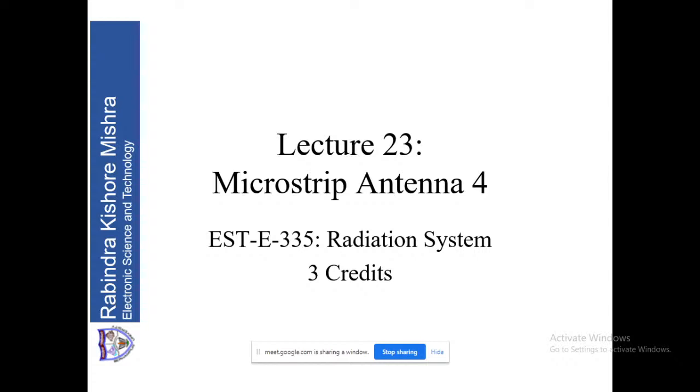So let us start the fourth part of microstrip antenna. This part is important for your prescribed course because it contains the transmission line model for microstrip antenna. So basically, we are going to discuss the transmission line model for microstrip antenna in this lecture. So let us start.